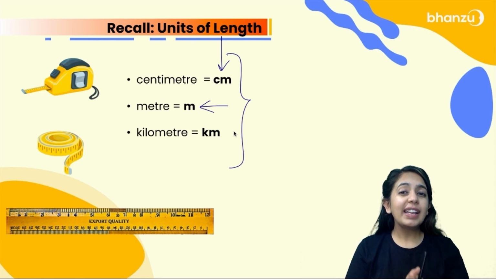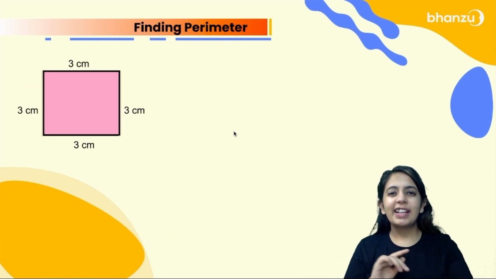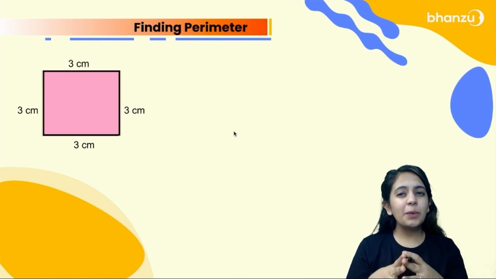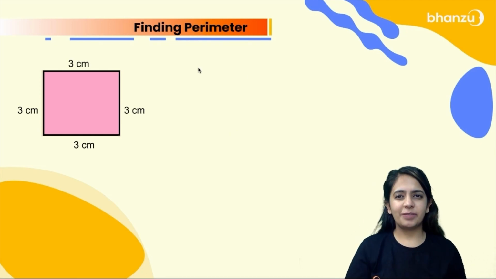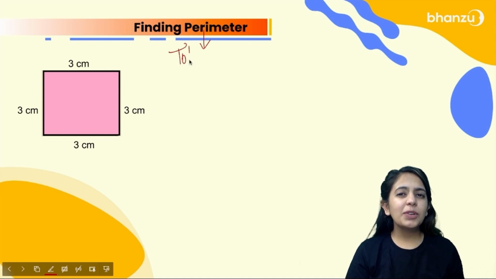Now let's try to find out perimeter of a few shapes. So let's start with this square. This square has a side of 3 centimeter. And we have to find the perimeter of this shape. So what is perimeter? It's the total length of boundary.